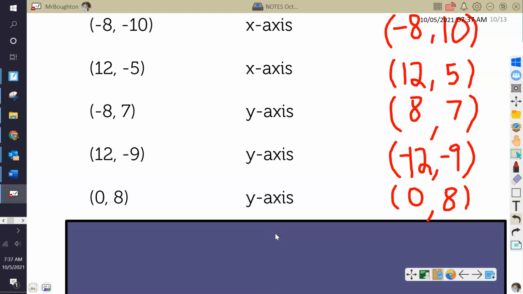Okay, so that is some very quick practice without looking at a coordinate grid or anything, just giving you a point and an axis to reflect over.